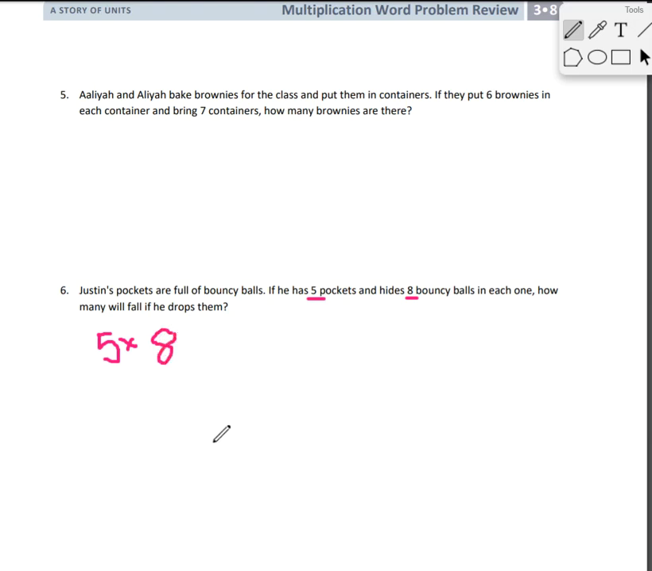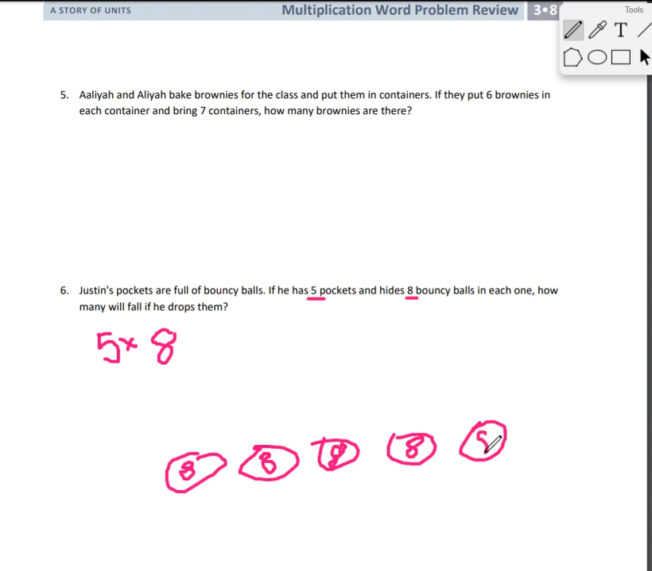So again, we could do 1, 2, 3, 4, and 5 and count by 8. We can go 8, 16, 24, 32, and 40. You could also make an array or use just the count method and you're just ticking off your 8s. Whatever works best for you to solve these.